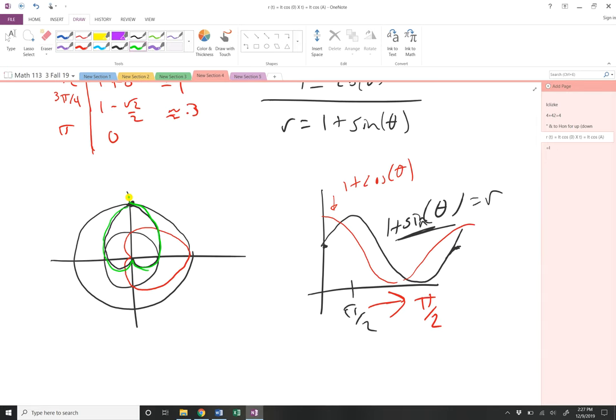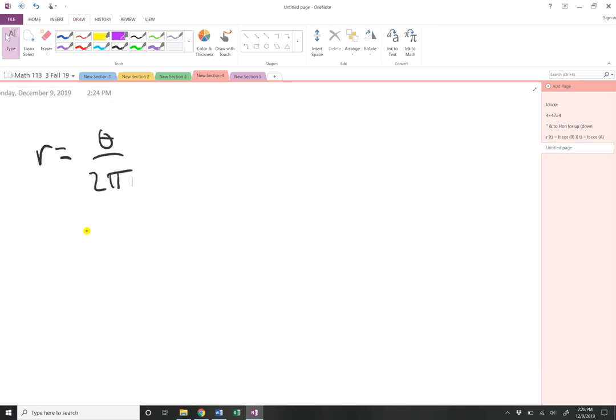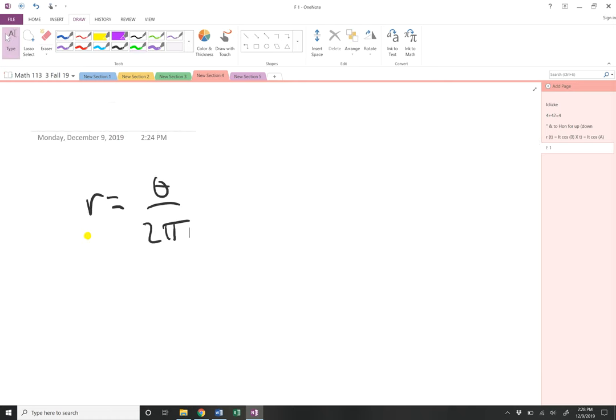All right, let's do another one. Or any questions about that? Okay. All right, graph this one. R equals theta over 2 pi.